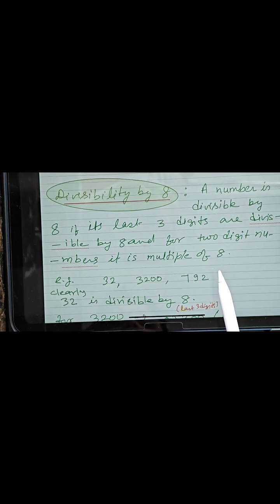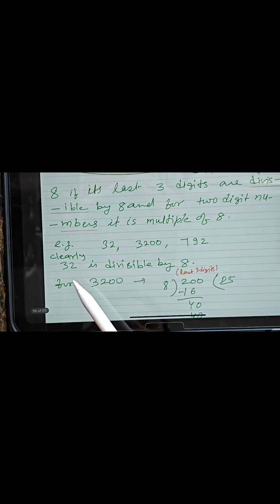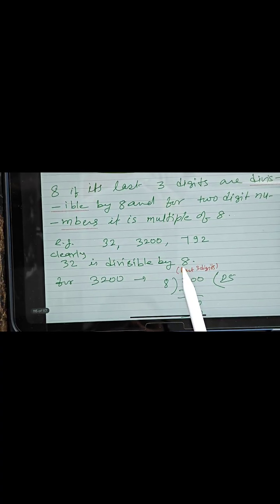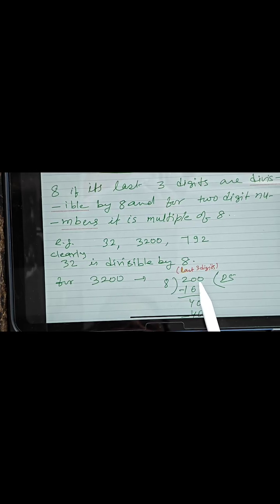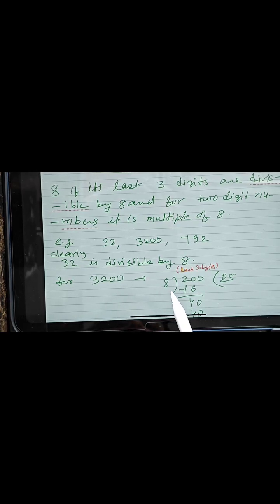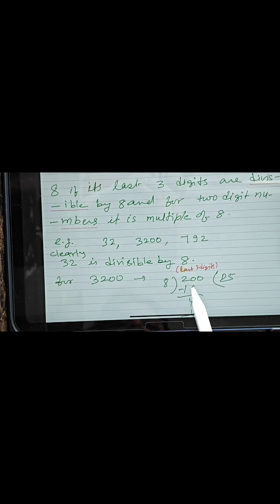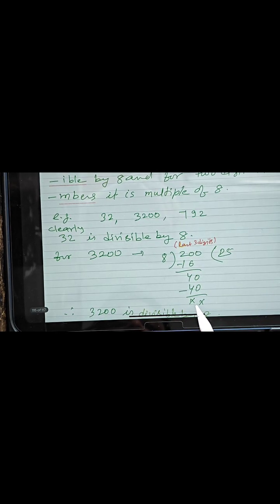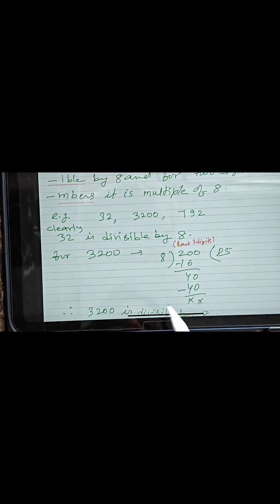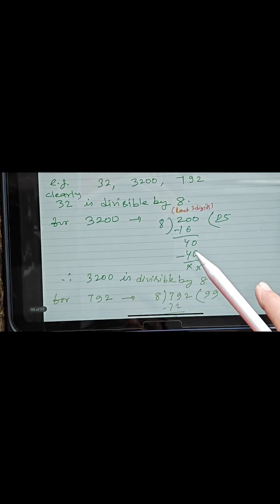So let us check for divisibility by 8. 32 is clearly divisible by 8 because it is in the table of 8. For 3200, the last 3 digits are 200. So you just check whether it is divisible by 8 or not. So read the tables and go through this. You will see that it is divisible by 8. So 3200 is divisible by 8.